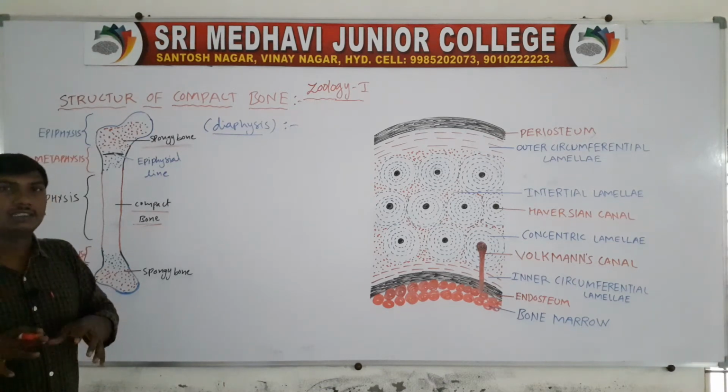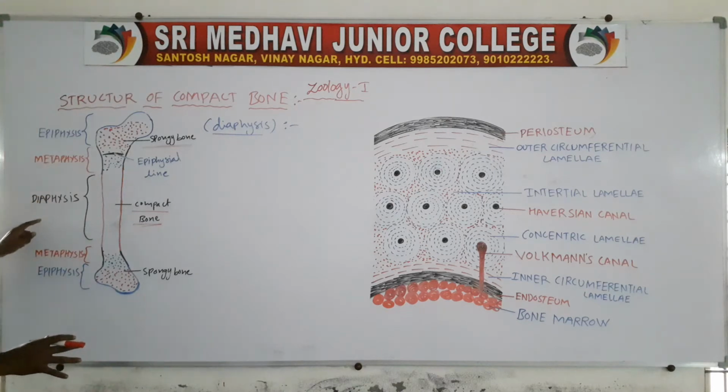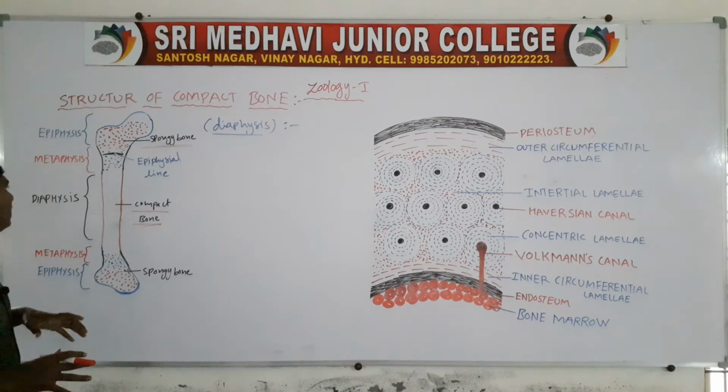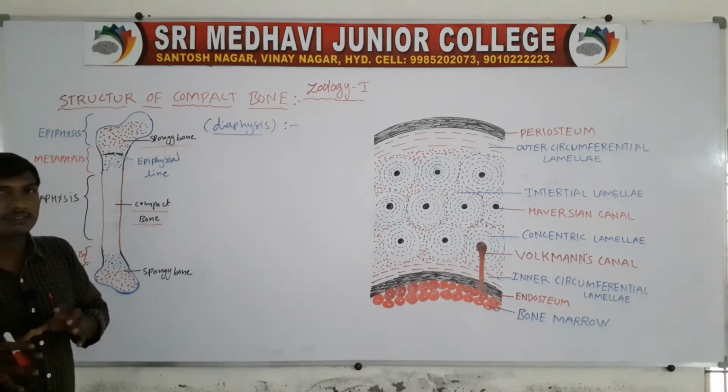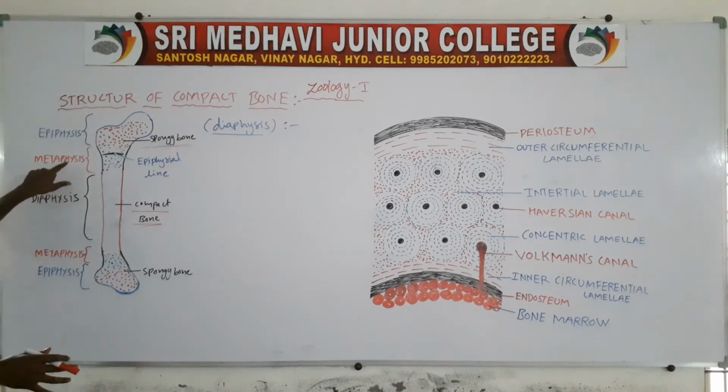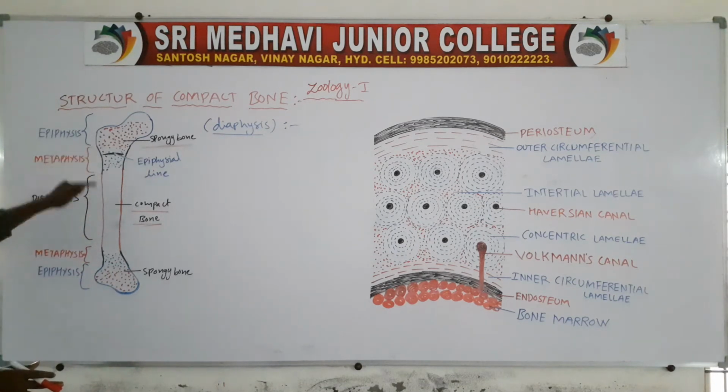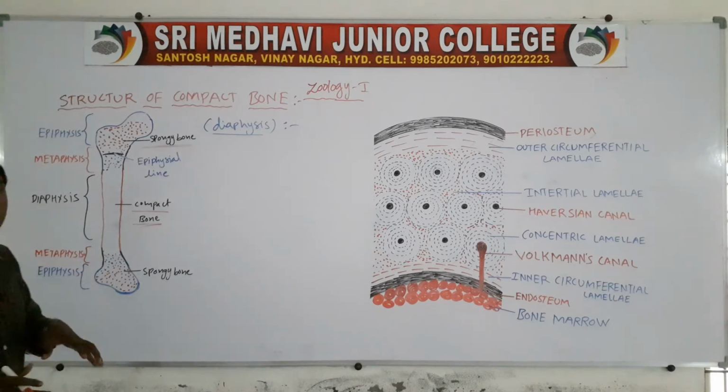The diaphysis is present between the two ends of a long bone, and the two ends are the epiphyses. Between the epiphyses is called the diaphysis. Next, between the epiphysis and diaphysis is the metaphysis.